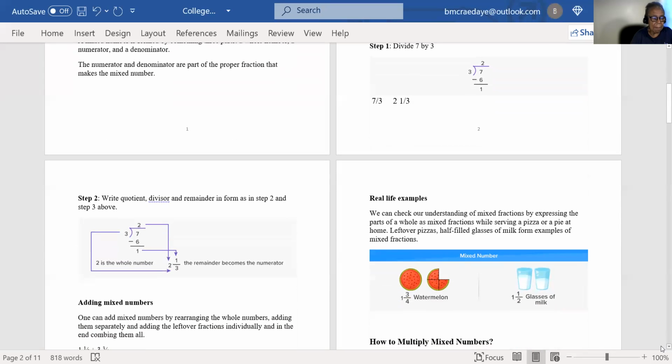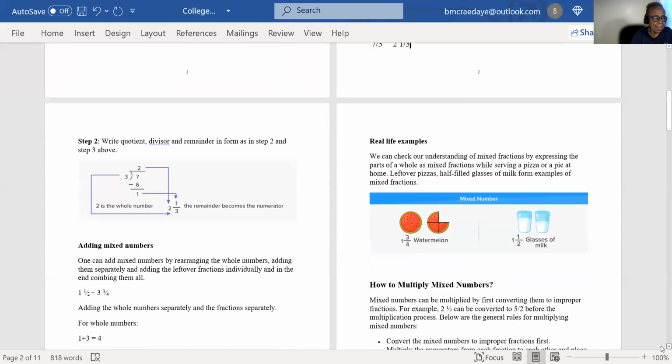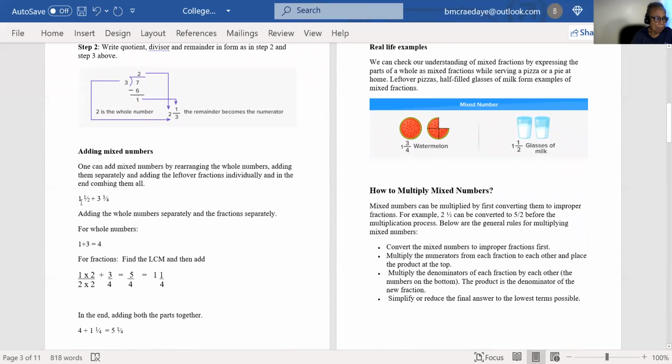Okay, so let's keep going here. Now, let's try adding mixed numbers. If we want to add mixed numbers, what do we have to do? For instance, we want to add 1 1/2 plus 3 3/4. So what we do, we add the whole numbers separately. The whole numbers here are 1 and 3. 1 plus 3 equals 4. Then we take the fractions. The fractions are 1/2, 1 over 2, and 3/4, 3 over 4.